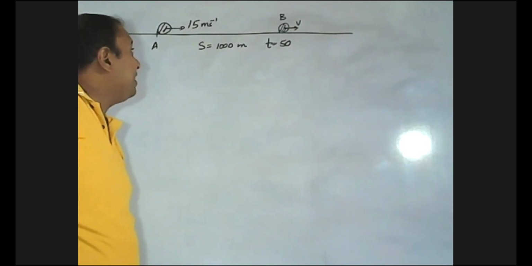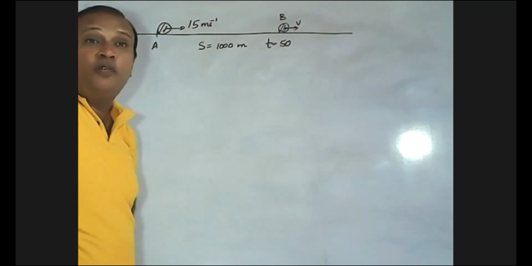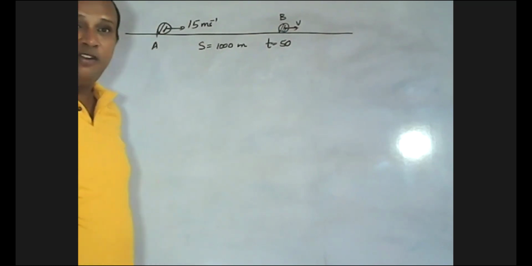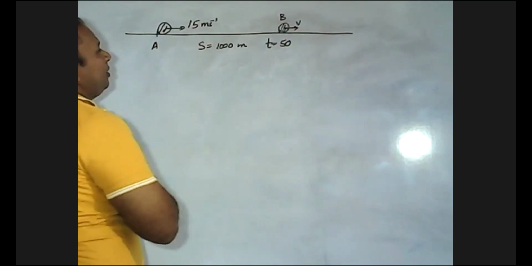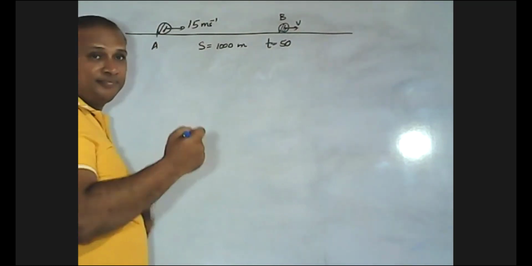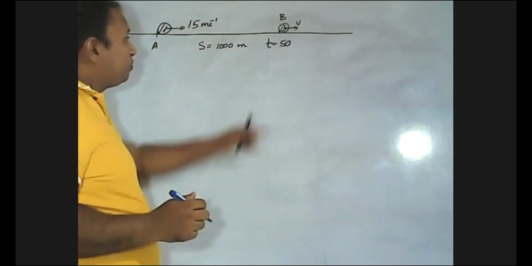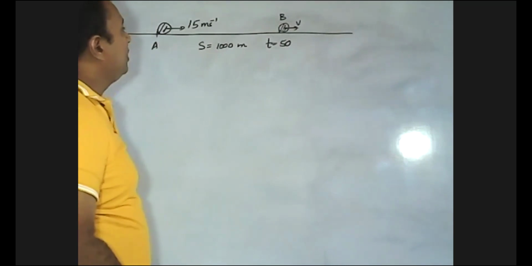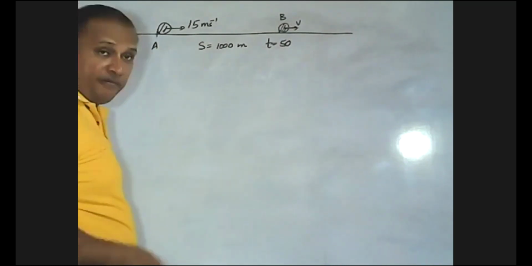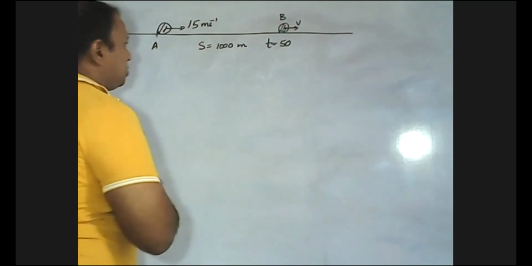So we have to find V. How to find V? Tell me, what is the equation that you are going to use to find V? V means the speed of the car when the car is passing the second kilometer post.